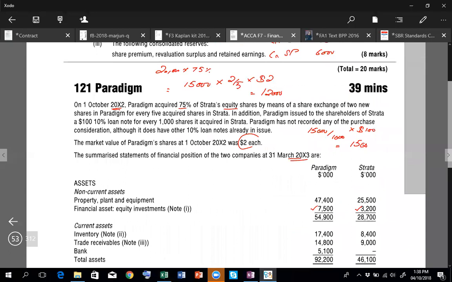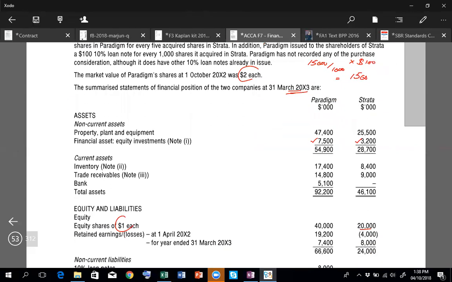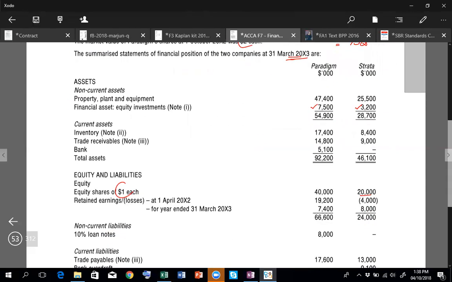If you see, we acquired the subsidiary on 1st October 20x2, which is a mid-year acquisition because the year end is 31st March and it started on 1st April 20x2. We acquired the subsidiary on 1st October 20x2, which is midway. From 1st October 20x2 till 31st March, these are 6 months. In the retained earnings of the subsidiary, we have the retained earnings at the start of the year, which was 4,000, and then we have the full year profit of 8,000.